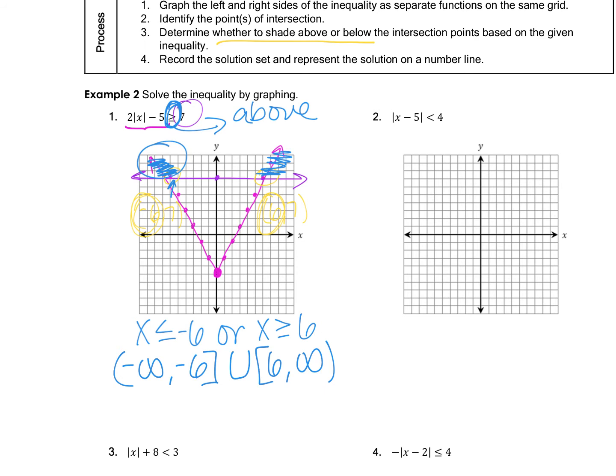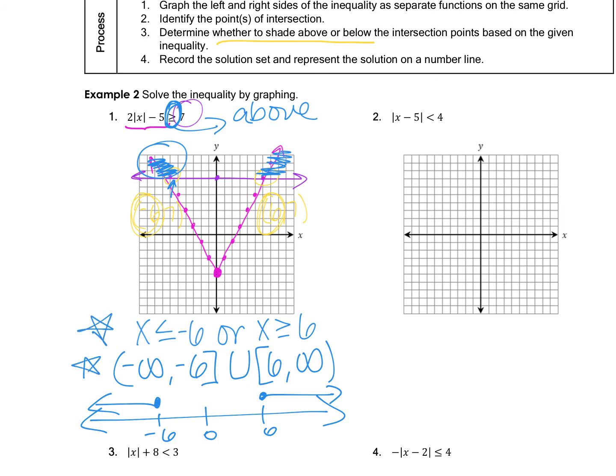Now, it wants us to record the solution set and then represent your solution on a number line. So you can also do that. We have 0, -6, 6. It's less than or equal to -6, and greater than or equal to 6. So there's your solution. So I'll accept this answer or this answer. You don't have to put both. So you'll have both of those on the key there.